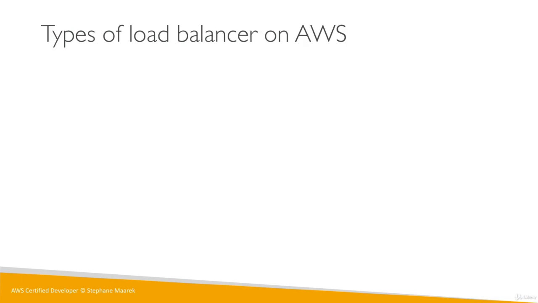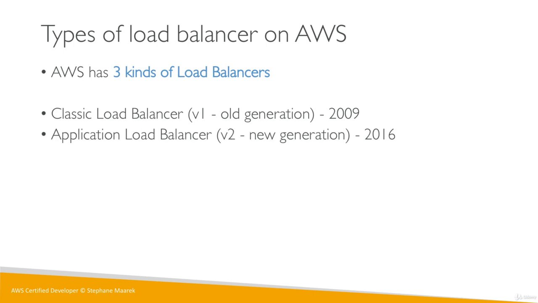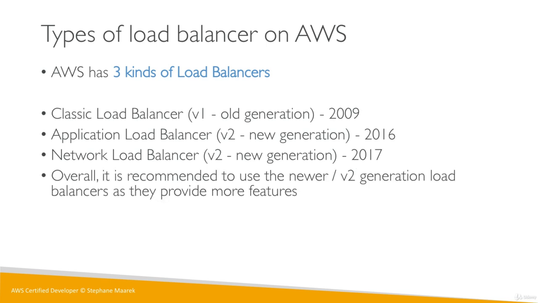So there are different types of load balancer in AWS, and that can be confusing. There are 3 kinds of load balancers. There is the classic load balancer, or V1, or old generation. And this was created in 2009. So this is quite old. And then recently, there was something called an application load balancer, which is V2, new generation, which is 2016. And we had a network load balancer, V2, also new generation, 2017. And overall, it is now recommended by Amazon to use the newer V2 load balancer as they provide more features.